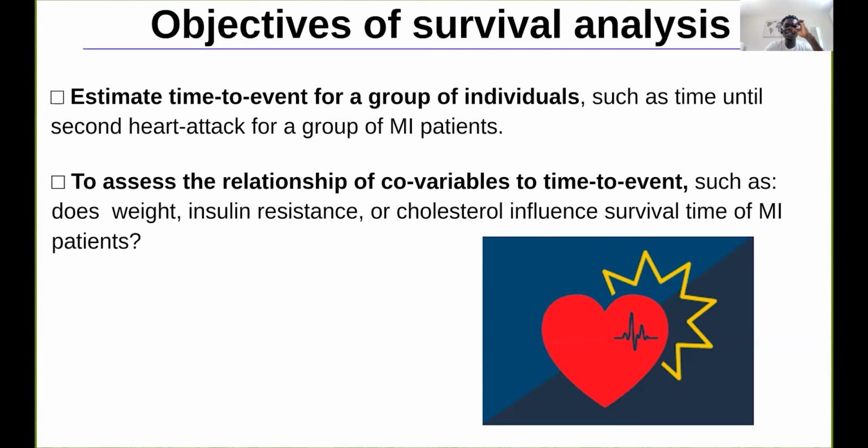We also want to assess the relationship of covariates to time to event. So we want to see the factors that come into play in that particular area. In this case, we want to estimate the time to heart attack for a group of MI patients. So we are going to be looking at different covariates like weight, insulin resistance, cholesterol. We want to see which one actually influences the time to survival of that particular patient.